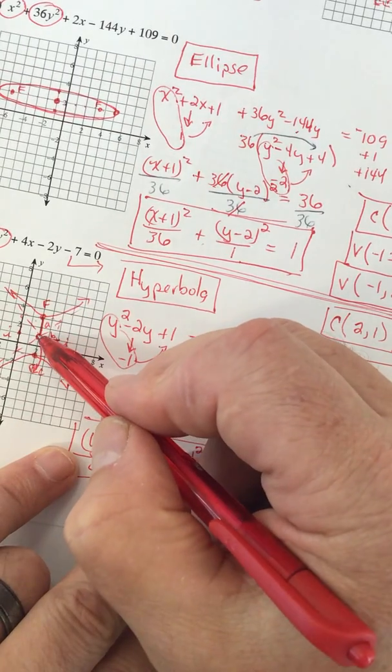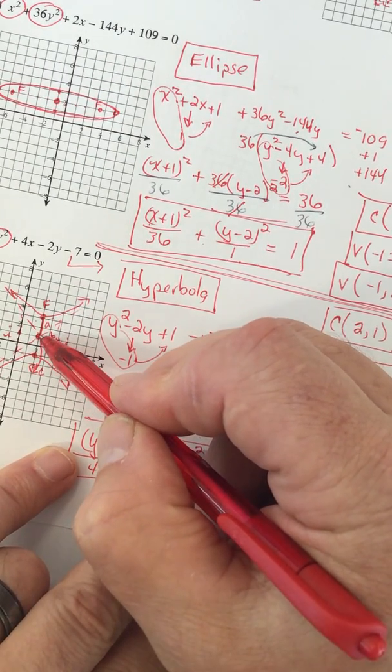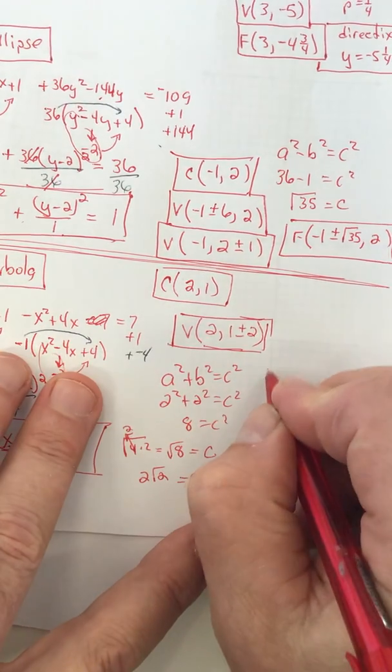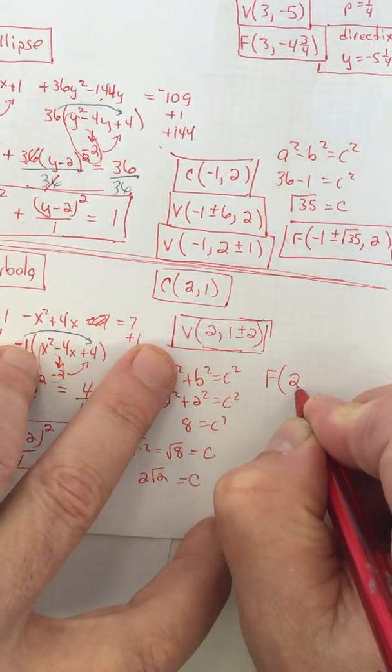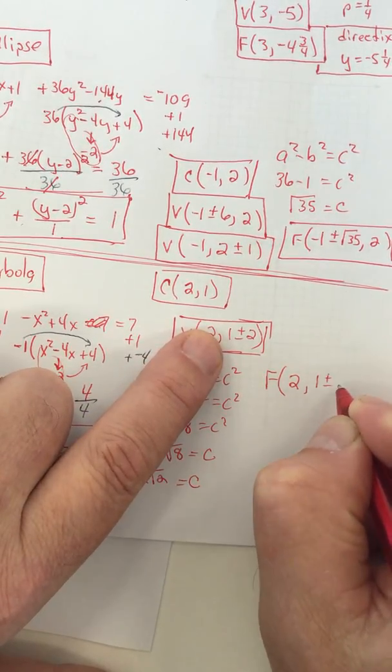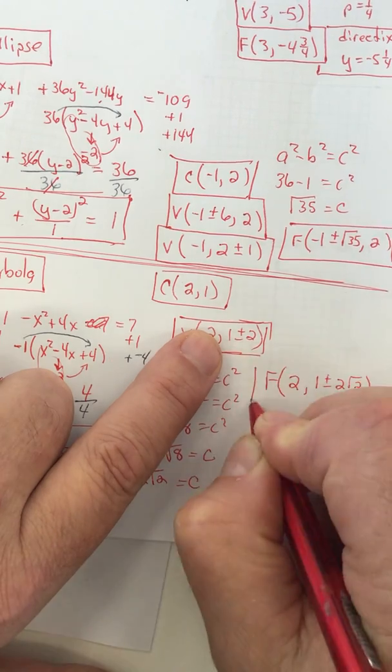So it's on the y-axis, it's 2 square roots of 2 down from the center and 2 square roots of 2 up from the center. So the focus points starting at the center of 2, 1, but the 1 is going up and down 2 square roots of 2.